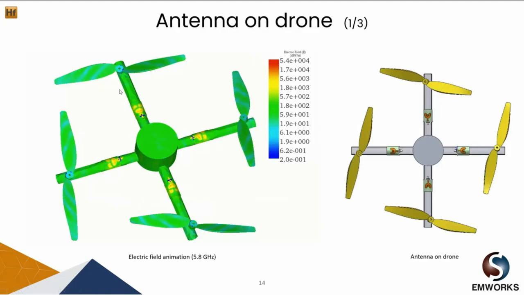Alright, so let's see what would happen if we place the antenna on a drone. On the right, we can see 4 antennas which are placed on a drone. The drone body frame is made of plastic. The same thing for the blades. As for the motors, they are modeled using perfect electric conductor or PEC. On the right, we have an animation of the electric field for the 4 antennas.